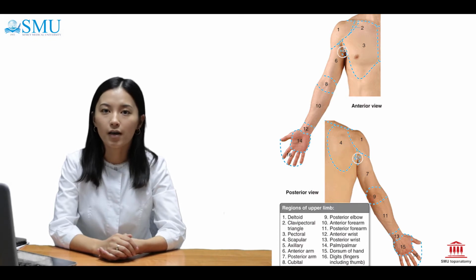5 is axilla, number 6 anterior arm, number 7 posterior arm, number 8 is cubital, number 9 is posterior elbow, number 10 is anterior forearm, number 11 is posterior forearm, number 12 is anterior wrist, number 13 is posterior wrist, 14 we have our palm, 15 we have dorsal side of the hand, and 16 we have our phalanges.